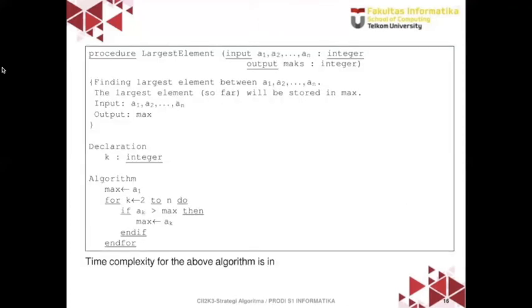This is the pseudocode for the algorithm. So first we assume that a1 is the max, and then we check from a2 to an. If there is any element larger than max, then we always update the max. Here we only have one loop, which iterates n minus 1 times, so the complexity is big O(n).